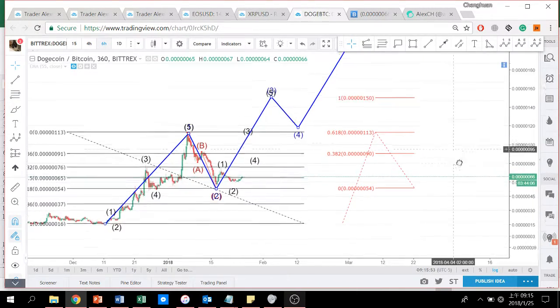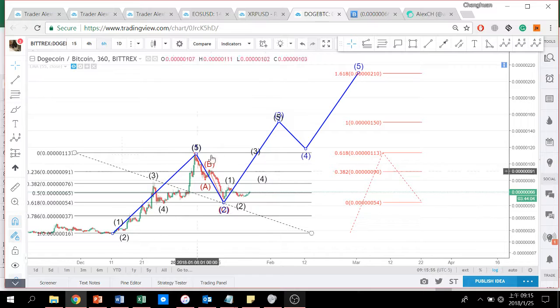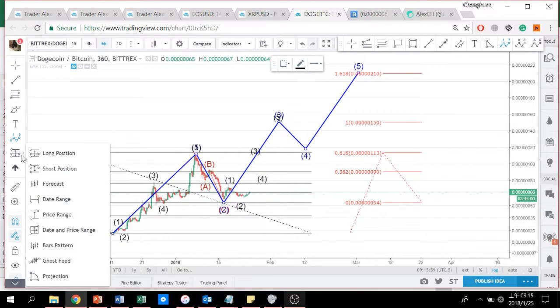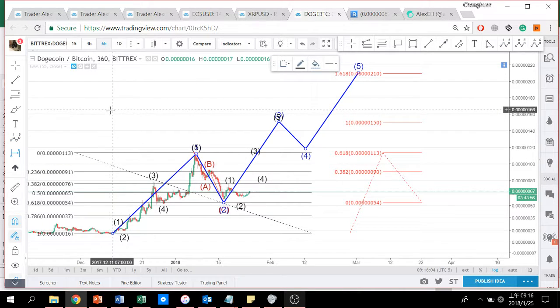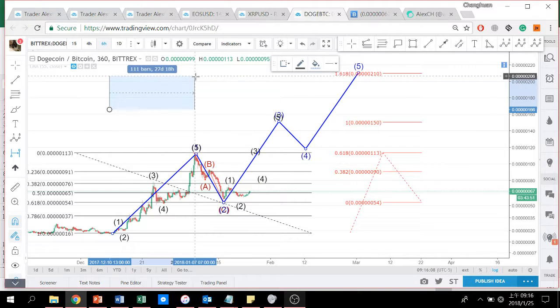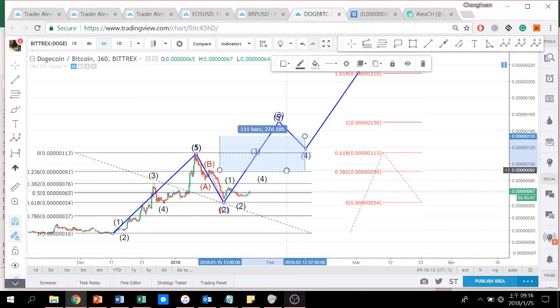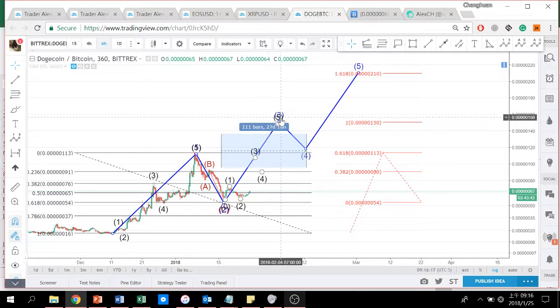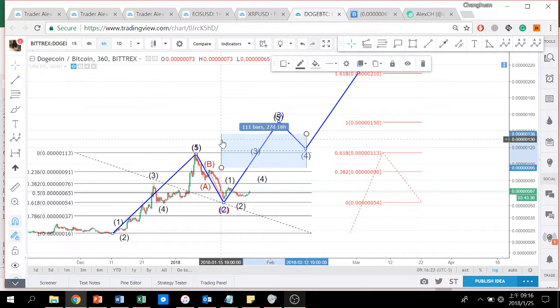And if we take a look at how long this whole giant leg one took to complete, let's just measure it. This whole 5 wave took around a month, right? Around a month. So let's just hope that we can finish wave 3 in early February. Let's just hope for that.